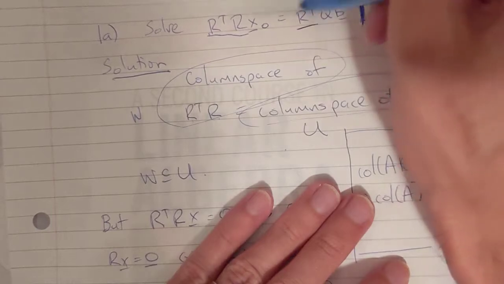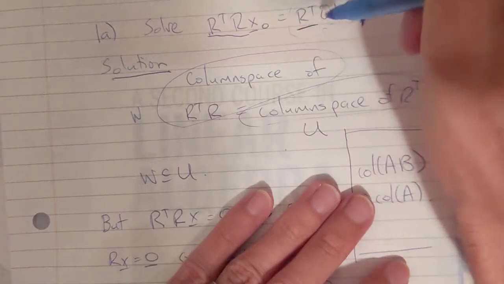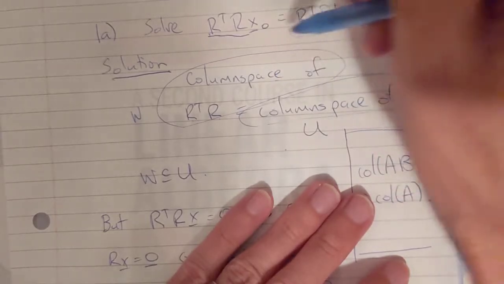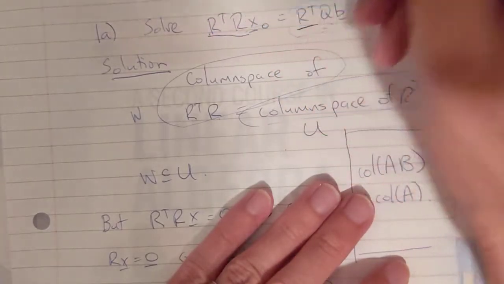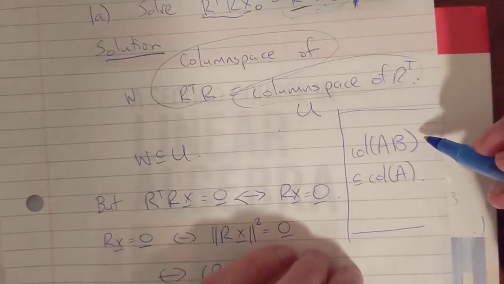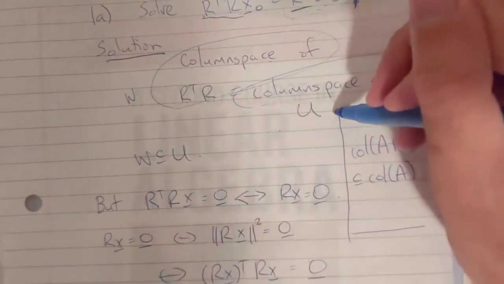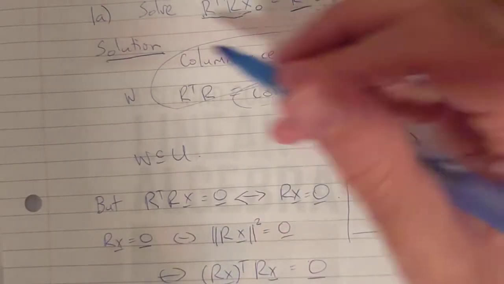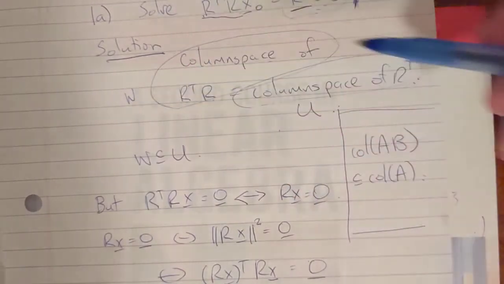If that's true, this is just some vector in the column space of R transpose, and if these two column spaces are equal, then this vector is in the column space of R transpose R, which means you can write it as R transpose R X, for some X. In fact, we always have that the column space of AB is contained in the column space of A. So W is a subspace of U. We just want to show that U is a subspace of W.